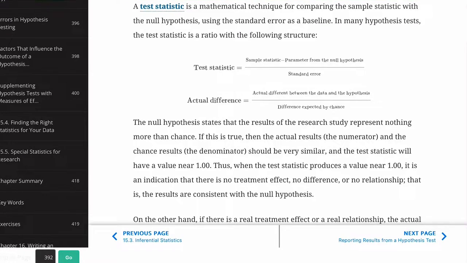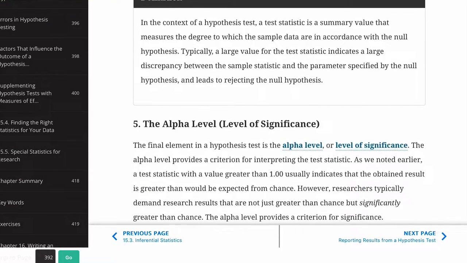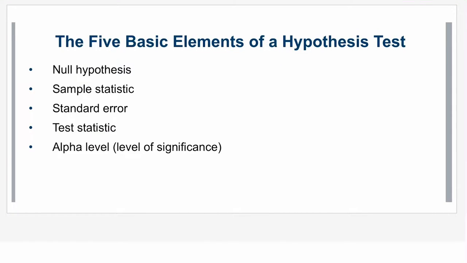And so we want that test statistic usually to be a lot larger than 1, so that we can say that our results were not due to chance. I think that's all I wanted to show you guys there, just so you could see that conceptually.